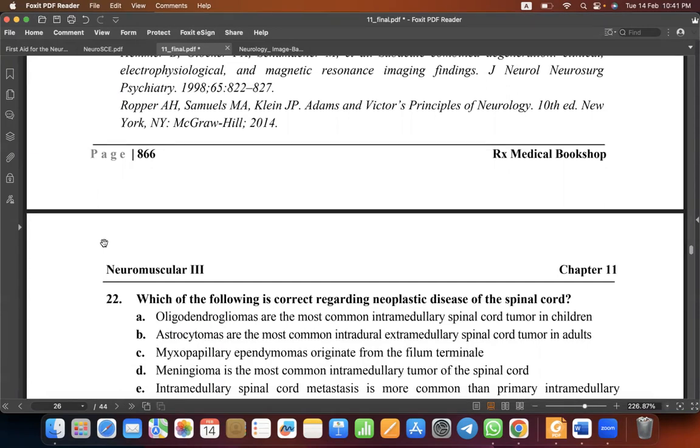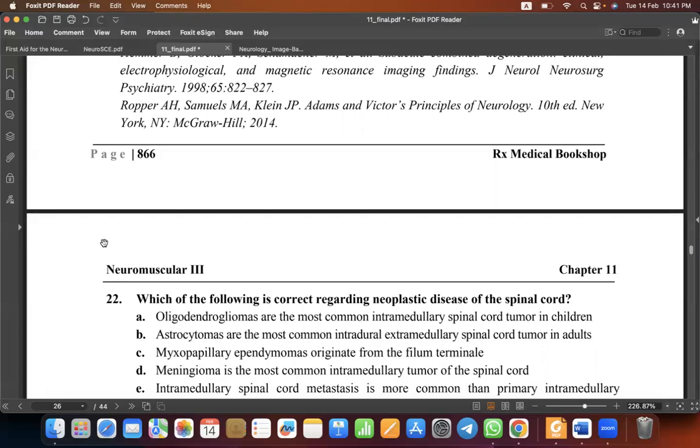Okay. Second, for intradural tumors, we can divide them into two parts: intradural extramedullary and intradural intramedullary. In intradural extramedullary, the commonest is meningioma. In intradural intramedullary, the commonest are ependymoma and astrocytoma. That concludes the facts as well.